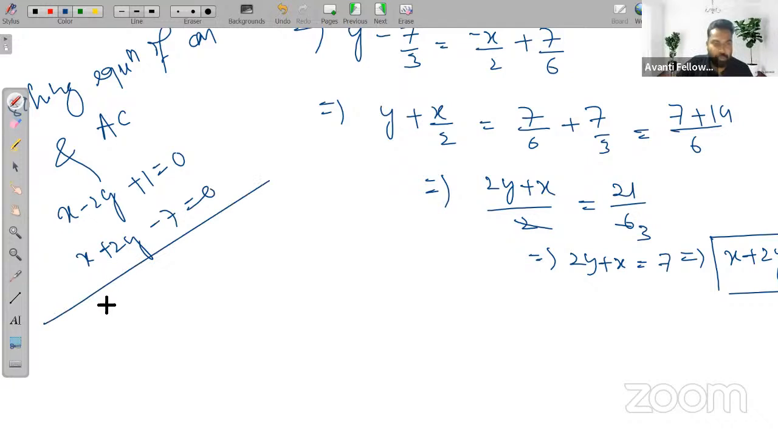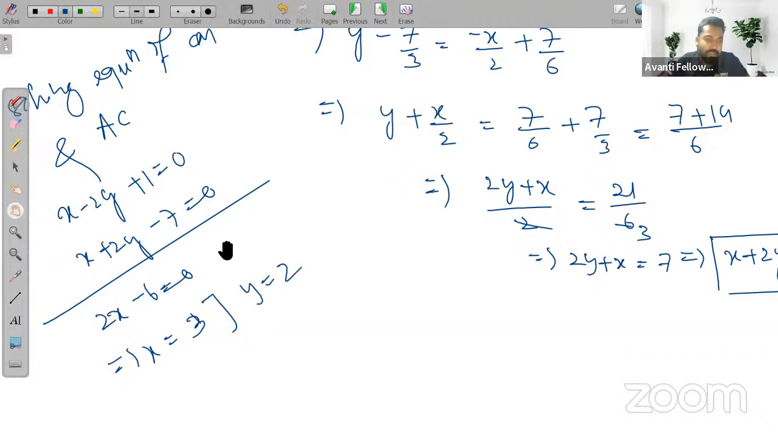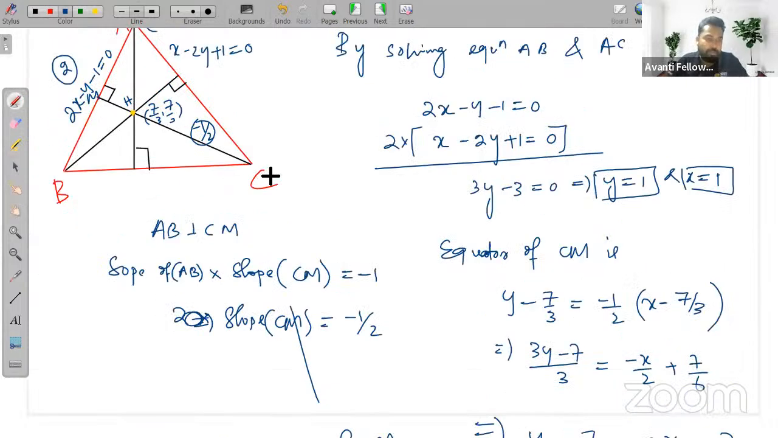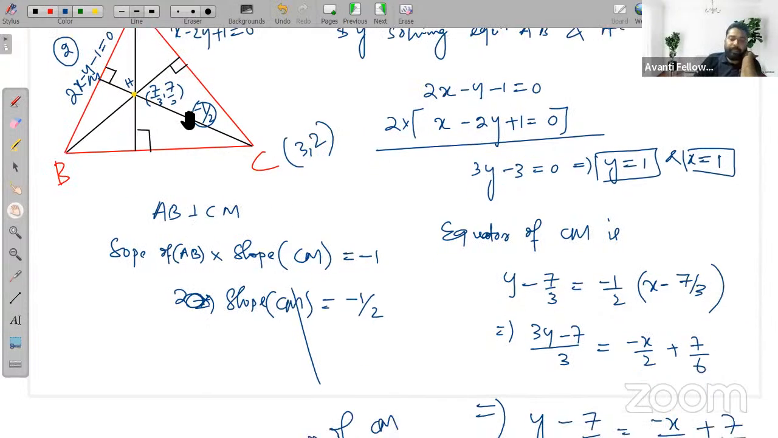By solving these two, adding, I am getting 2x is equal to 6, that is x is equal to 3. And by putting x is equal to 3, we are getting 2y is equal to 4, that is y is equal to 2. So the coordinate of C becomes 3, 2. Similarly, try to find the equation of Bn.